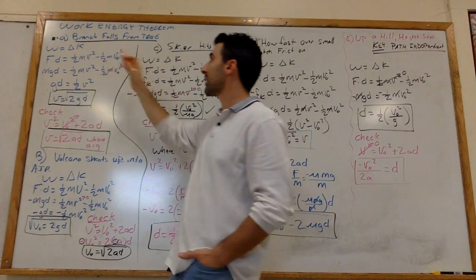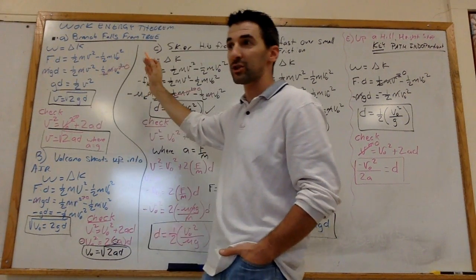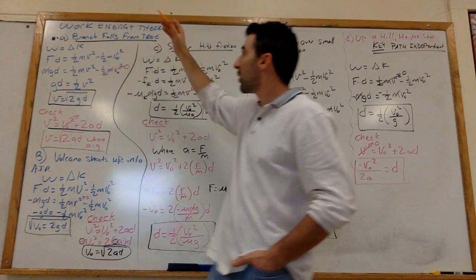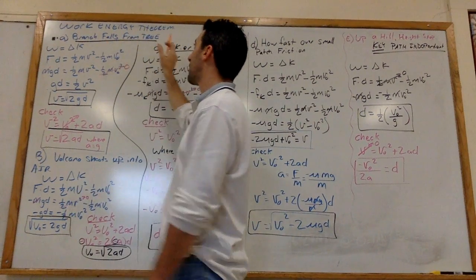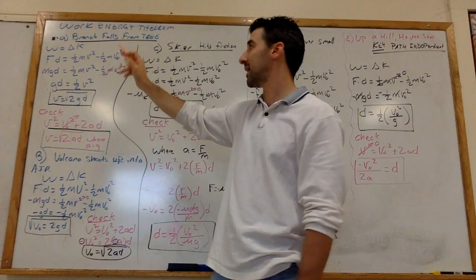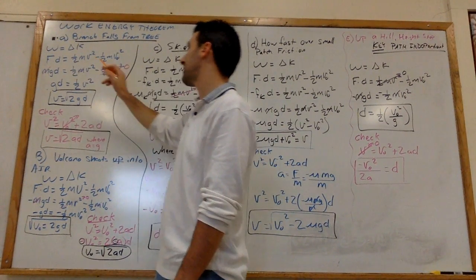What we're going to do is use the work-energy theorem, which simply states work is a change in kinetic energy. We're then going to check each problem with our kinematics equations. So our very first one, like I said, we have a branch falling from a tree. We're stating that work is equal to force times distance, or F dot d, and then our change in kinetic energy. Kinetic energy is 1/2 mv squared.